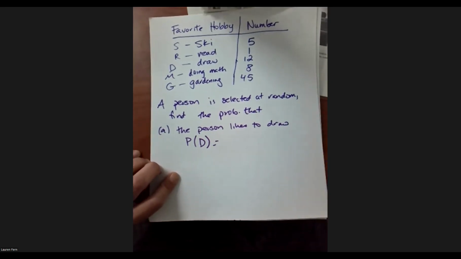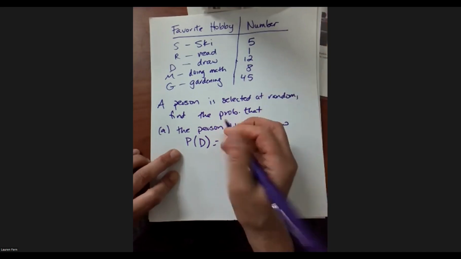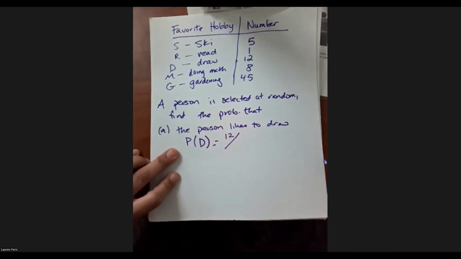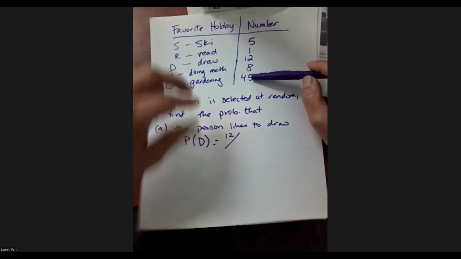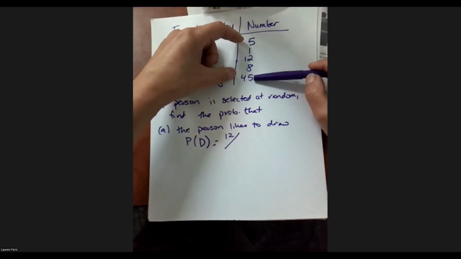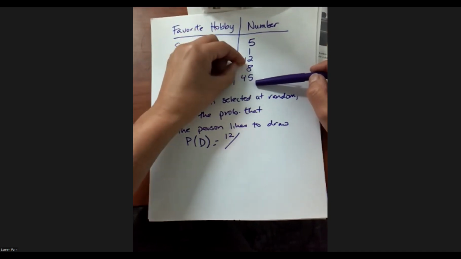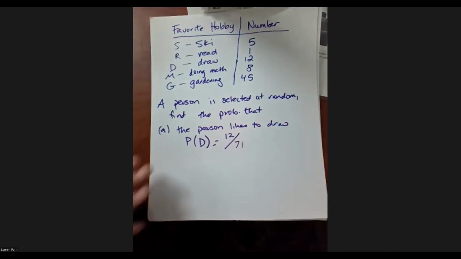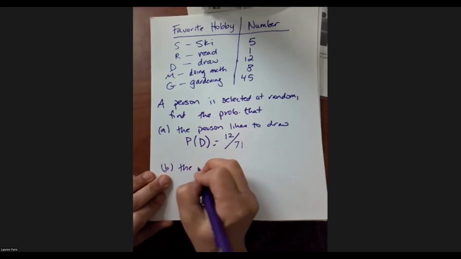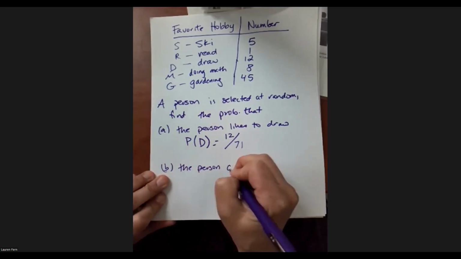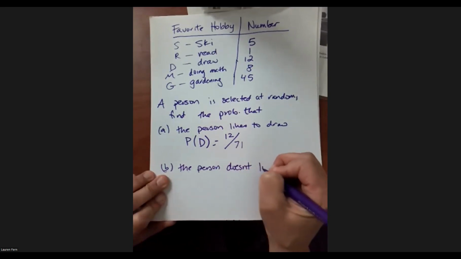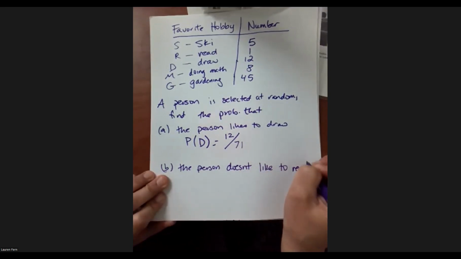How many people here like to draw? There's 12. Divided by what? It's 71. Okay. Yeah, you want to add this. Oh, this is so cute. 50, 71. I love it. I love it when numbers are nice with each other. Any questions? Okay. How about the person doesn't like to read?